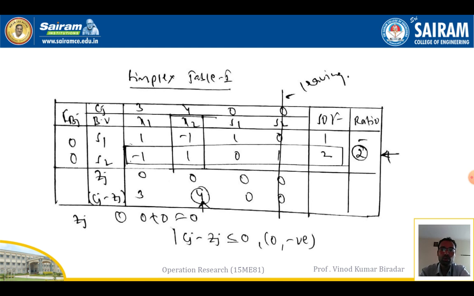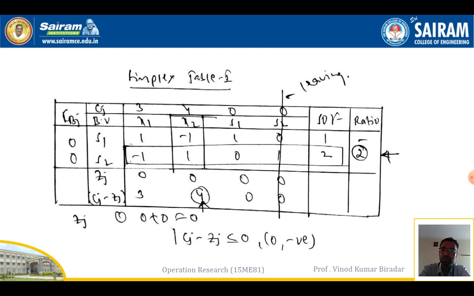Once you fill in all the details in the simplex table, go for calculating the zj value. How do we calculate zj? 0 into 1 plus 0 into minus 1, you will get 0. Similarly, for the second column, 0 into minus 1 plus 0 into 1, you will get 0. Go on like this for all the columns. Anything multiplied by 0 gives 0, so the zj values are 0 0 0 0.